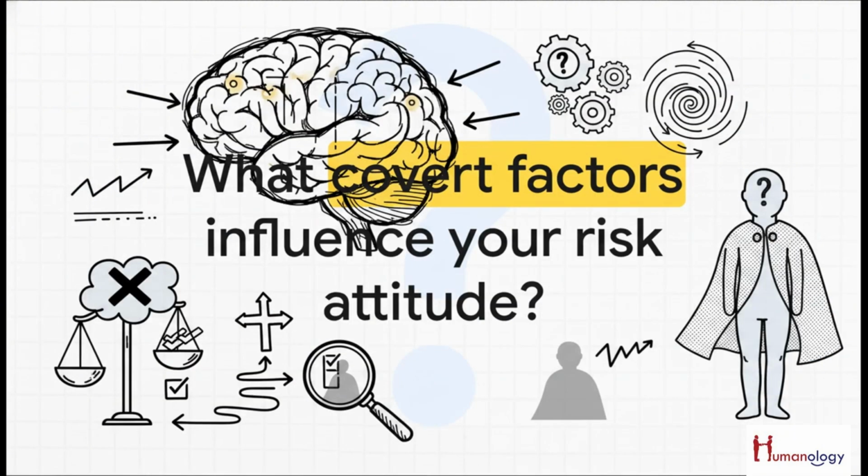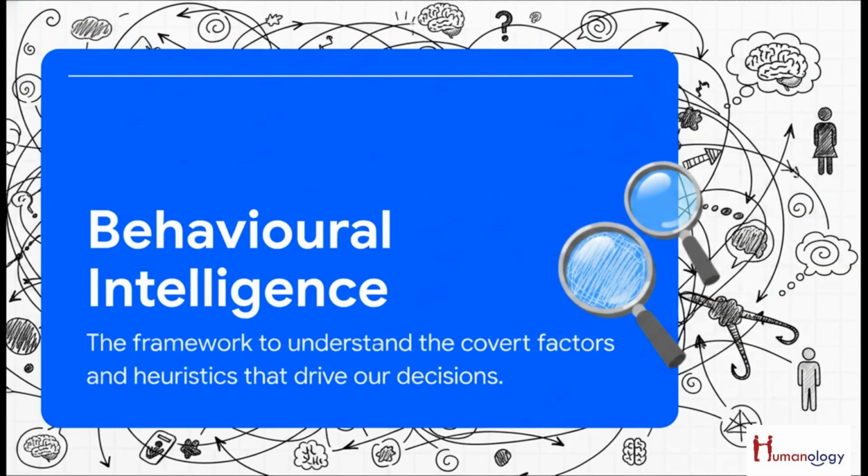So, I really want you to consider this. What covert factors influence your risk attitude? We all like to believe we're the conscious architects of our own risk-taking. We assume we weigh the pros and cons, we look at the data, and we make a calculated, logical choice, right? Well, the science of behavioral economics tells a very different story. There are invisible forces, these hidden mental shortcuts that secretly dictate how much risk we're willing to take, often entirely without our conscious permission.